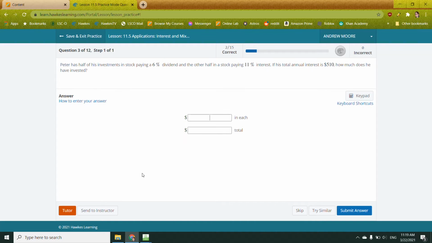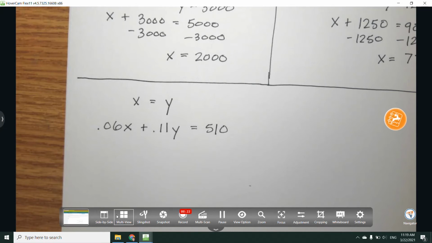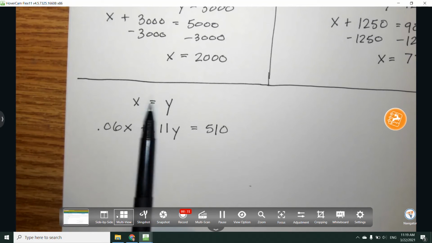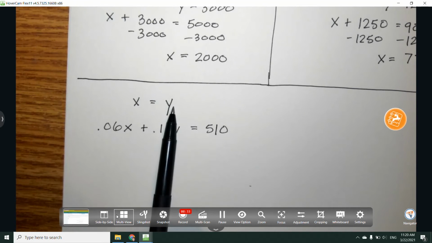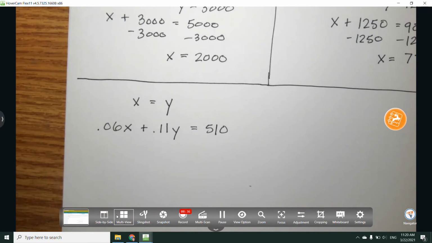Peter has half of his investments in stock paying a 6% dividend and the other half in stock paying 11% interest. The total annual interest is $510. How much does he have invested? So if we have half the money in one and half the money in the other, that means they took an equal amount and put half in one and half in the other, which means each half has an equal amount of money in it, right? If you get half and I get half, we're getting paid equal.